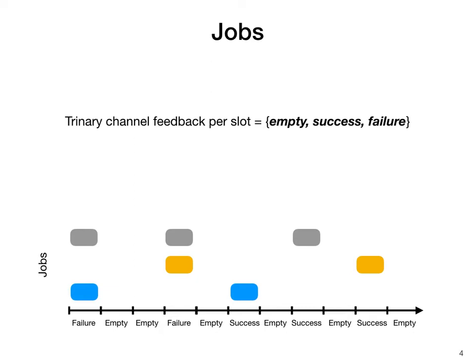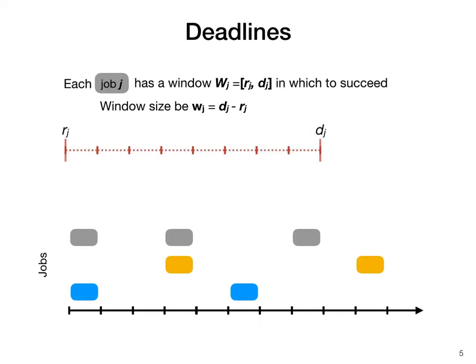Time is moving from left to right, broken into time slots. The colored blocks indicate when a job broadcasts. Each slot is marked as empty, success, or failure to illustrate the feedback that jobs would receive. Each job J has a release time, Rj, that is the slot index when it arrives, and a deadline, Dj. The time slots spanned by Dj minus Rj are referred to as job J's window. A job doesn't know Rj, rather it only knows that it has arrived and how long its window is. Deadlines add an online scheduling constraint to the contention resolution problem. Each job aims to successfully send its data message sometime in this window.